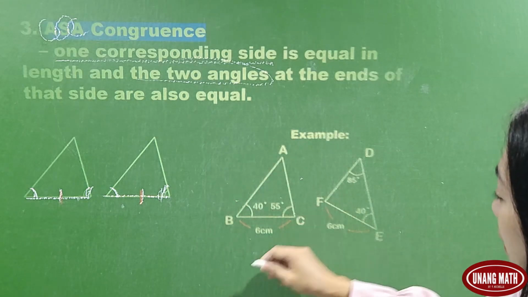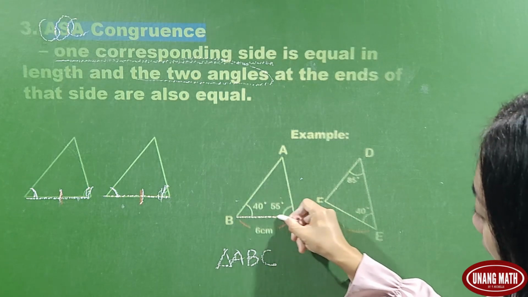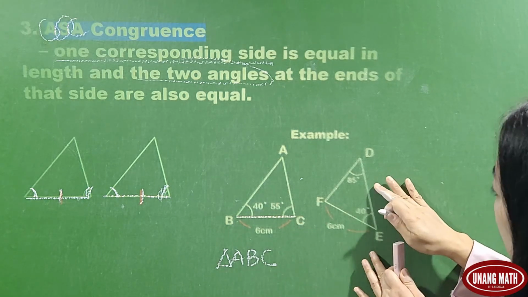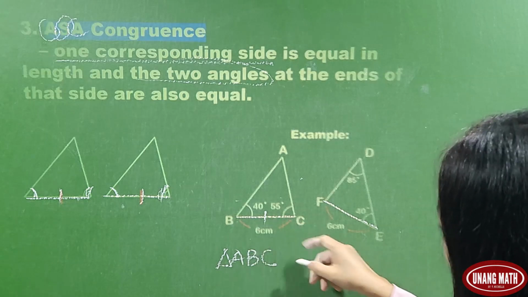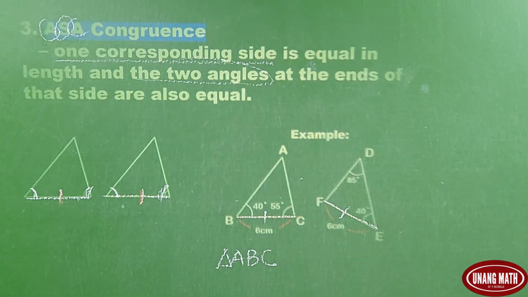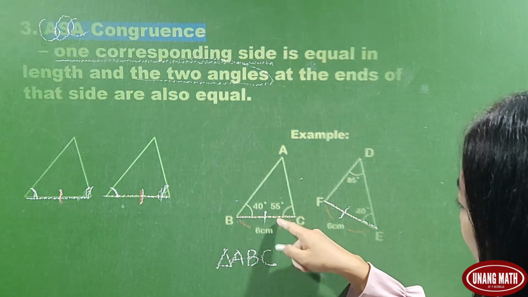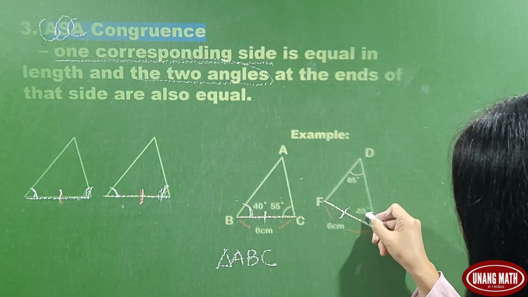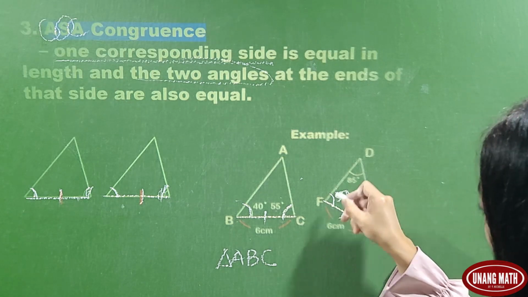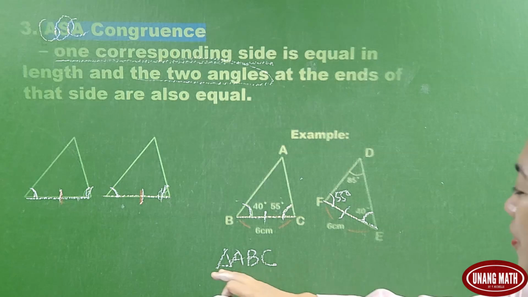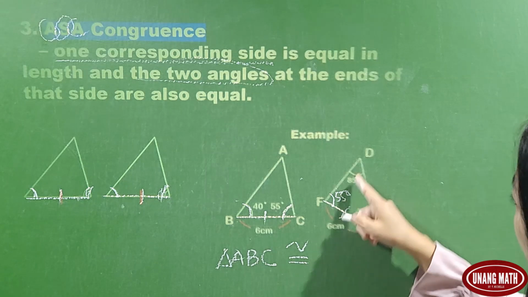Okay, let's name this triangle ABC, and this side measures 6 centimeters. In this triangle, we also have this side that measures 6 centimeters. So this side corresponds to this side. Okay, let's take a look at the two angles at the ends of this corresponding side. So this is 40 degrees. We also have here 40 degrees. This is 55 degrees. So it means this is also 55 degrees. So triangle ABC is congruent to triangle DEF.